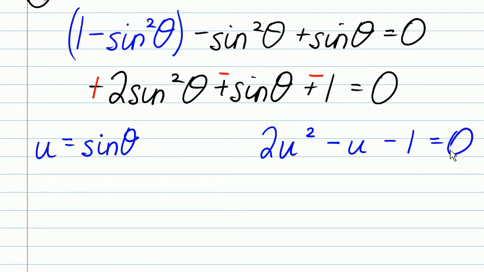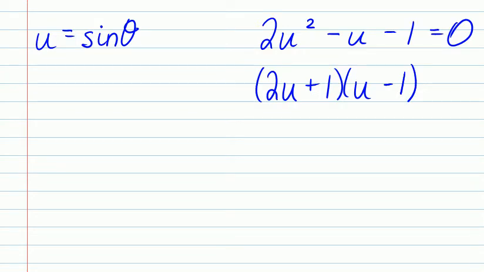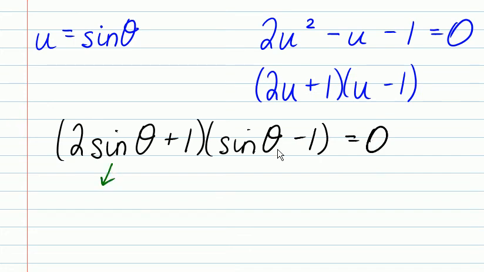And again, we know how to factor that. That is 2u plus 1 times u minus 1. And I want to put that back in terms of sine before I solve it. So it's really 2 sine theta plus 1 times the sine of theta minus 1 equals 0. Then we're going to let each of the factors equal 0 and solve them.